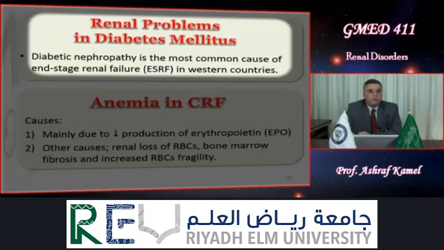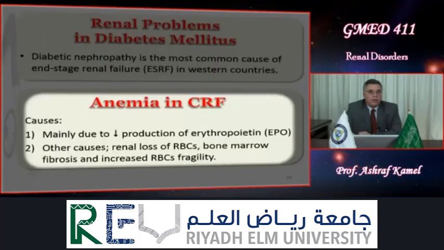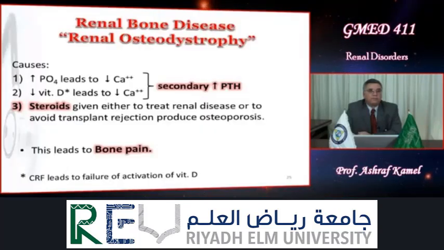Renal problems in diabetes mellitus. Diabetic nephropathy is the most common cause of renal failure in the Western countries. Anemia in chronic renal failure, the main cause is decreased production of the hormone erythropoietin by the kidney, and other causes include renal loss of RBCs, bone marrow fibrosis, and increased RBCs fragility.